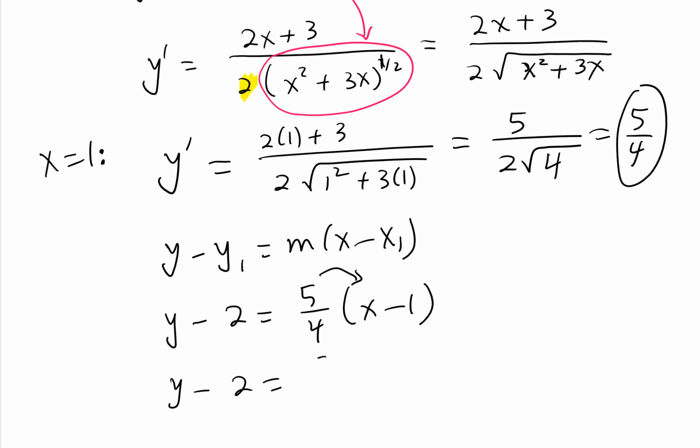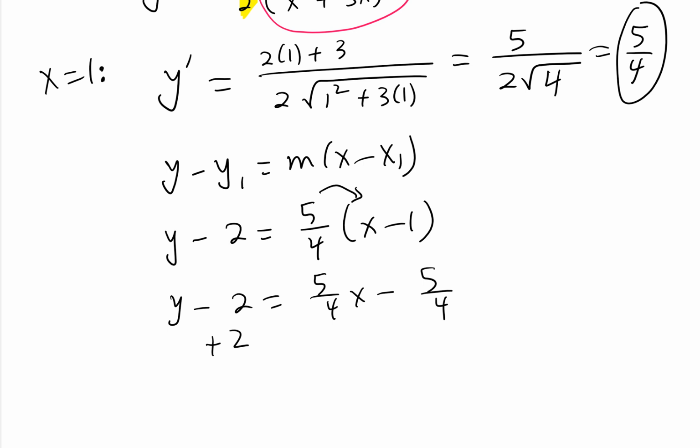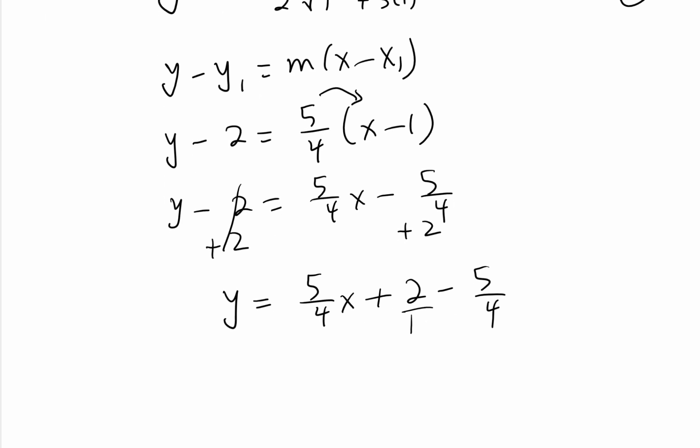Multiply this in: 5/4 x minus 5/4. Then add 2 to both sides. So there's a plus 2 minus 5/4. Multiply by 4 over 4. 8 minus 5, 3 over 4.